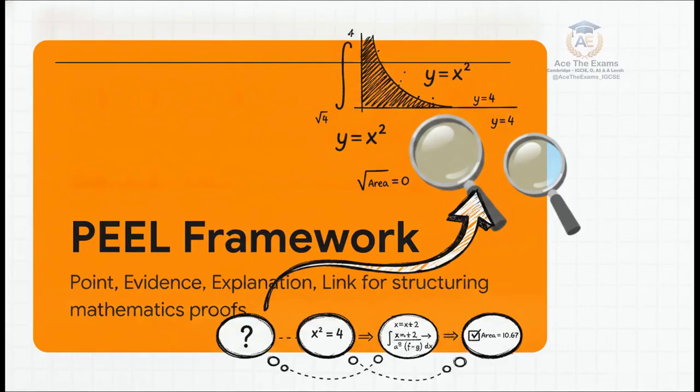Finally, L stands for link. Verify and present the result. Evaluate that integral, carefully substitute your upper and lower bounds, and clearly link your final numerical answer back to the original prompt, boldly stating area equals 10.67 units squared. By intentionally tying your point to evidence, explanation, and a link, you perfectly structure your working. You are literally making it impossible for the examiner to deny you your method marks.